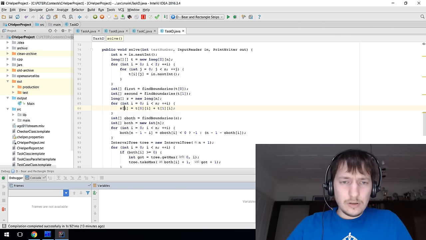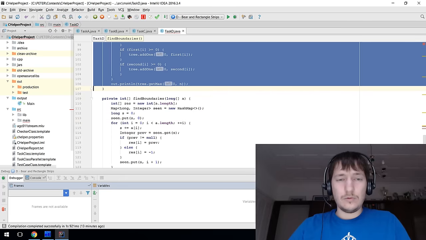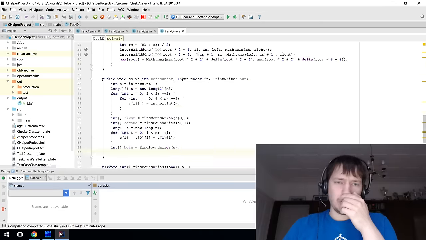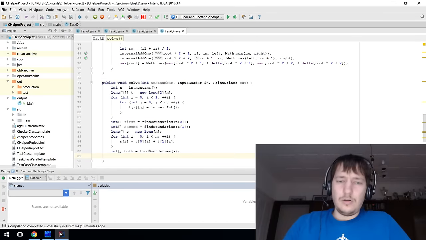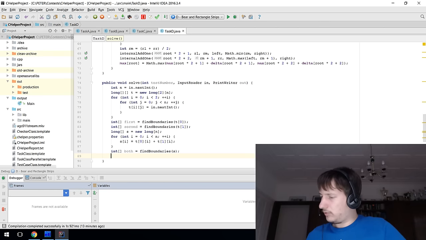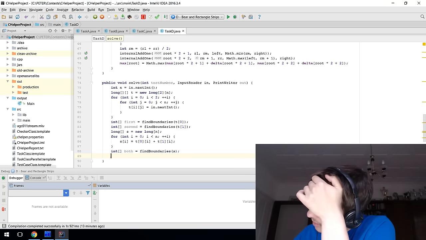Okay, let's see. Let's remove calls to interval trees, but not the interval tree. Maybe we'll need it again. Okay, so it seems to be holding, right? So we have two solutions, one with big rectangle and the other without. So as soon as we find the number, we update the one without.